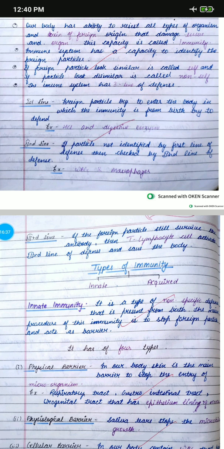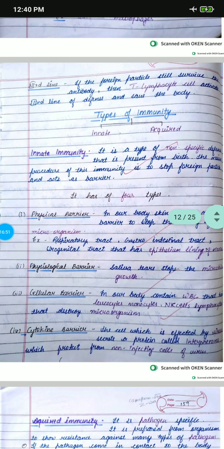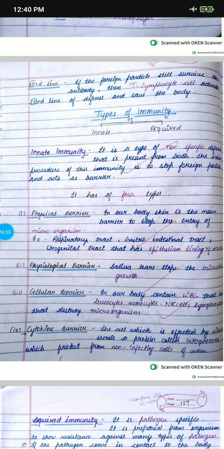Now, immunity is of two types. One is innate, another is acquired. Innate immunity is non-specific and present from birth. It is an immunity procedure to stop foreign particles and act like a barrier. It has four types: number one, physical; second, physiological; third, cellular; fourth, cytokine.